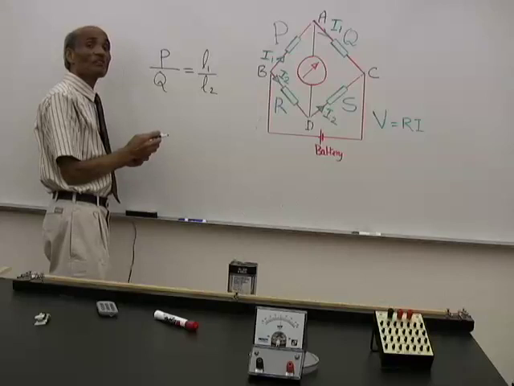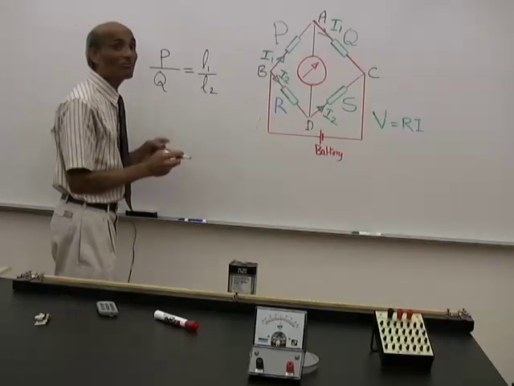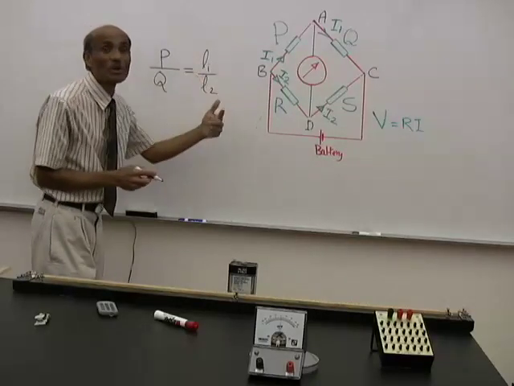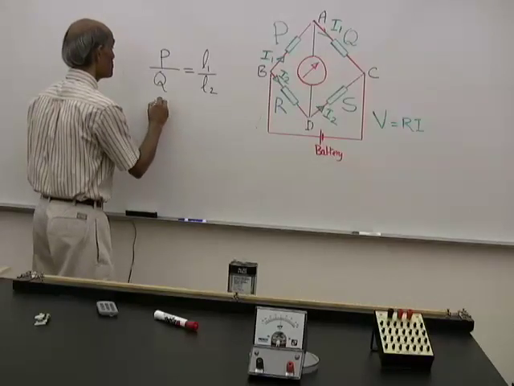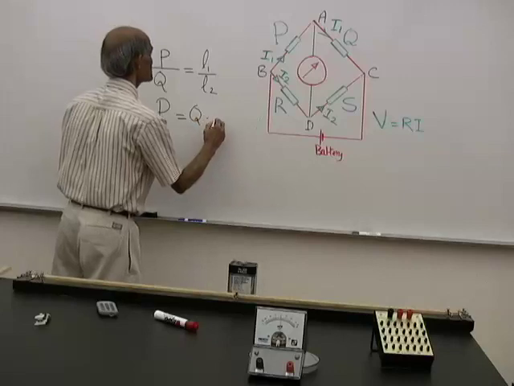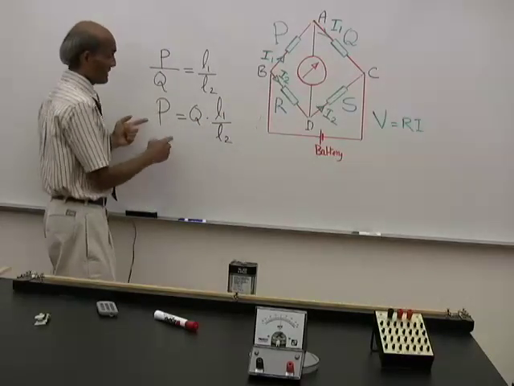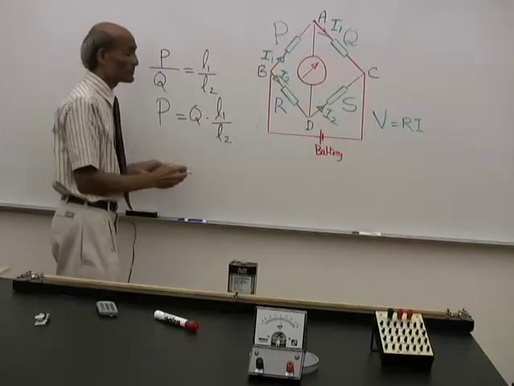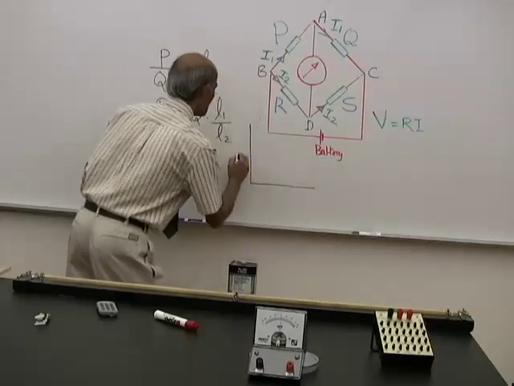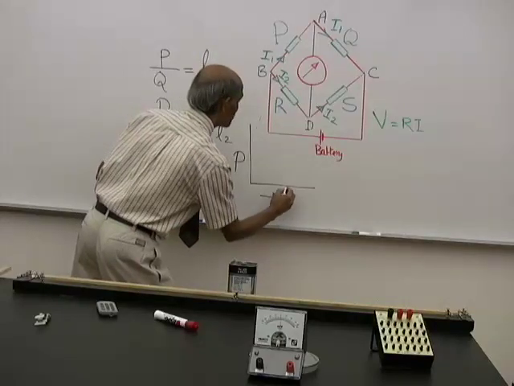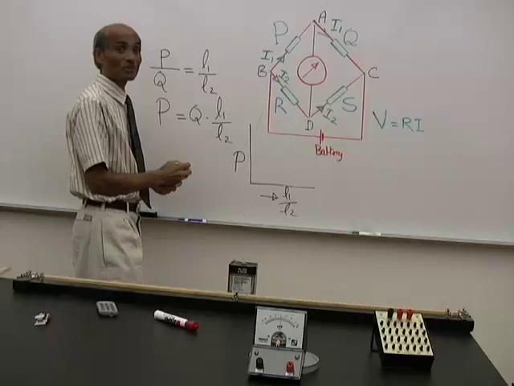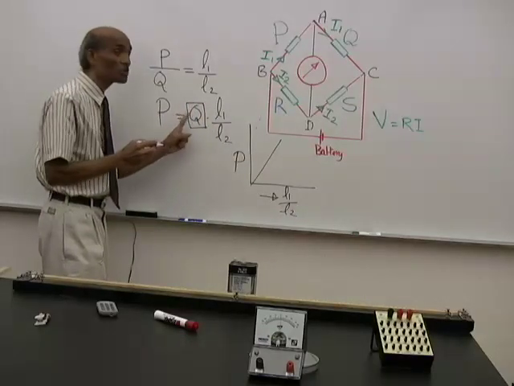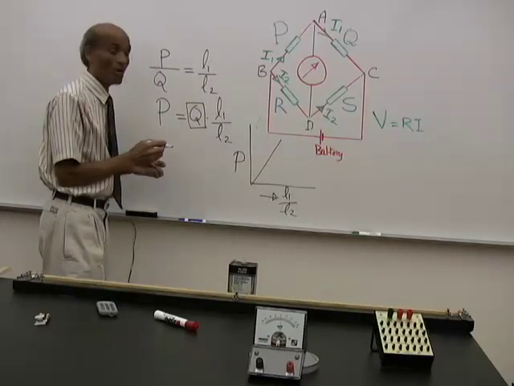Now, can you write this equation in the form y equal to mx? What are our variables? I told you we will change P. When you change P, the ratio L1 over L2 will also change. So, if you say P equal to Q times L1 over L2, and you draw a graph of P on the vertical axis and L1 over L2 on the horizontal axis, it will be a straight line. And the slope of that straight line graph will be your Q, the resistance you are looking for.